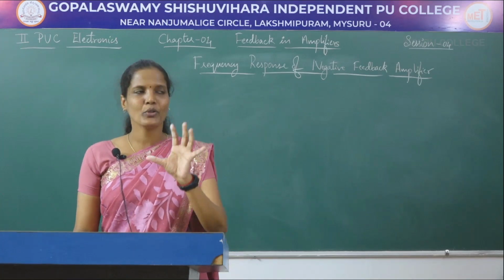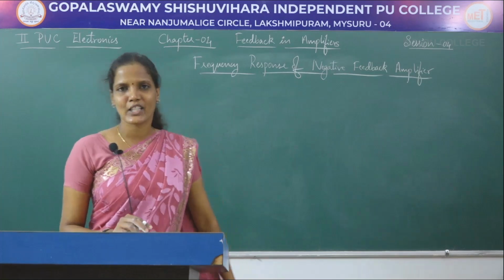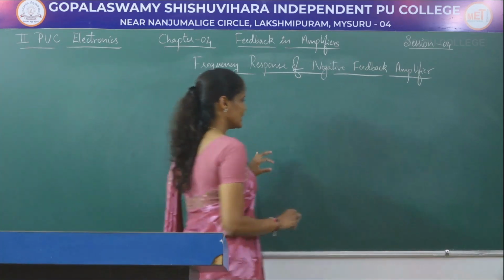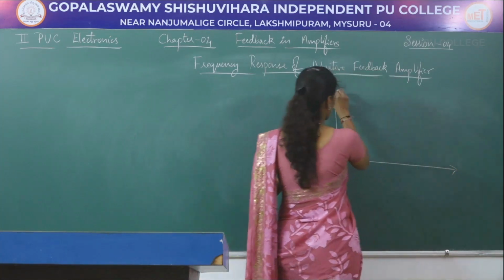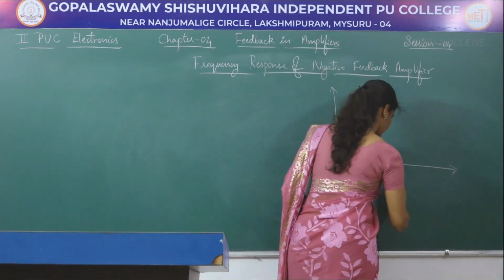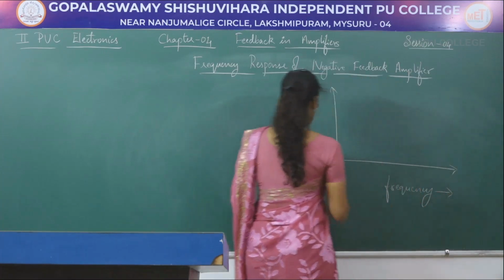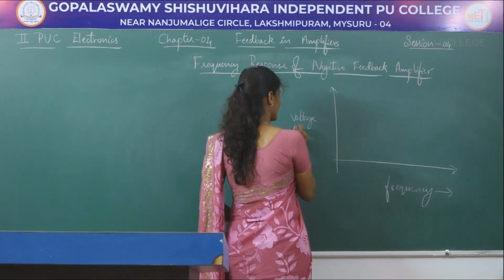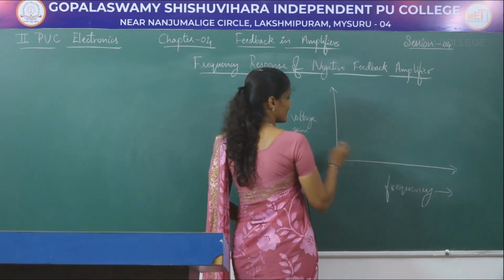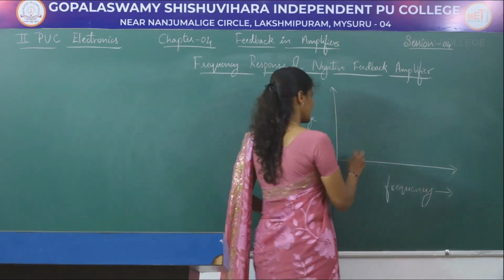So now let us analyze the frequency response of this negative feedback amplifier circuit with this diagram. We are going to take a frequency response curve where frequency is plotted on the x-axis and voltage gain is plotted on the y-axis.